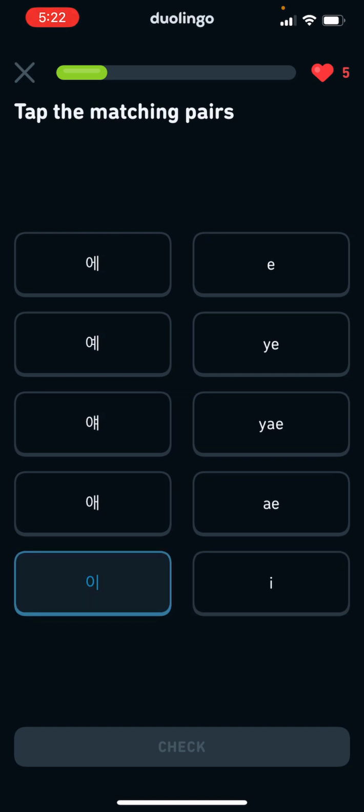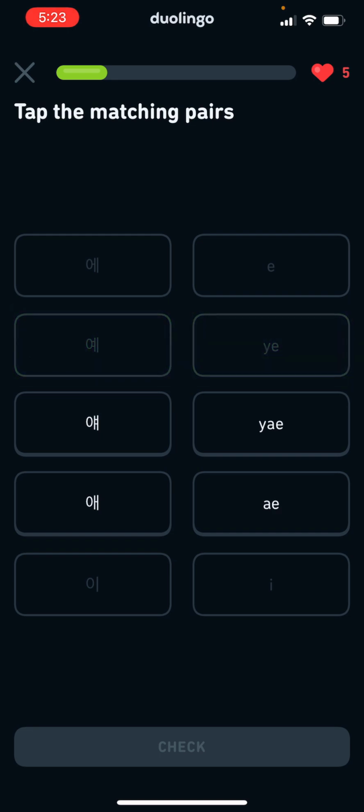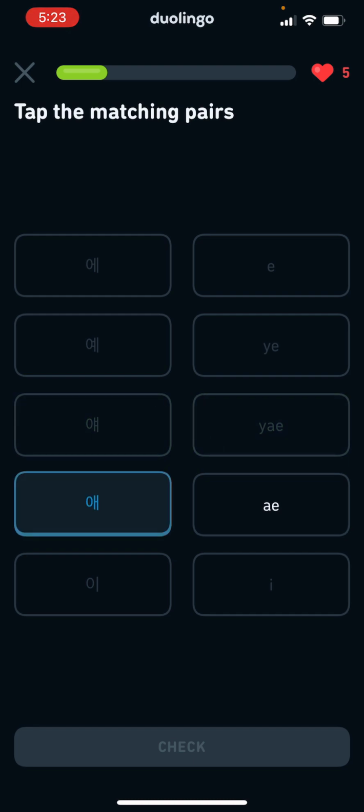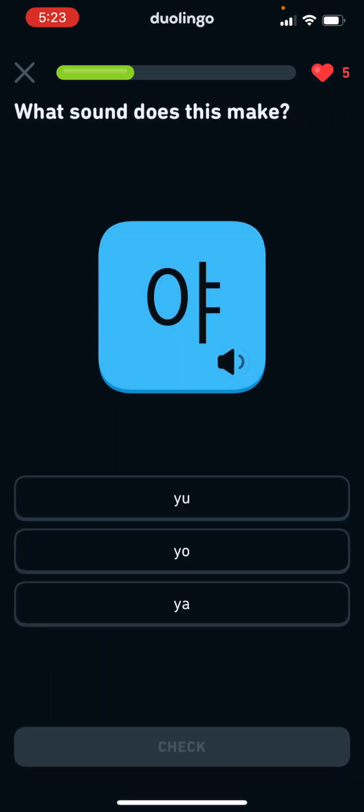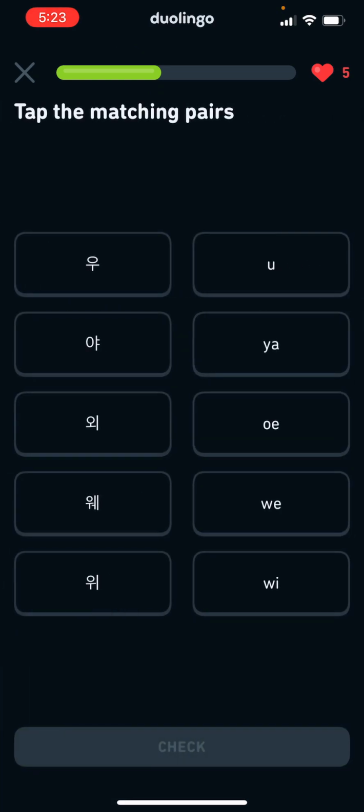E. A. Ye. Yeah. Ye. Yeah. And a. E. E. The double line, yeah, Ye. And then the double line Ye in between the two, and the single line in between the two, eh. Ya. Yeah. Yeah. Ya.